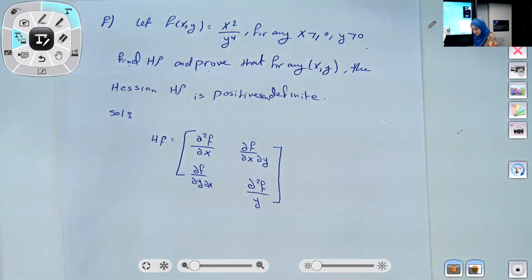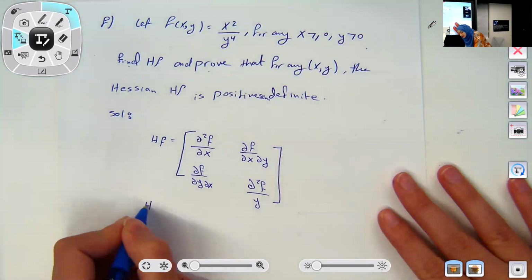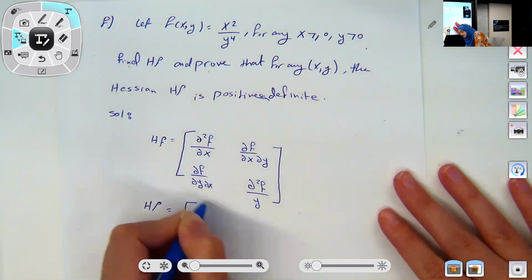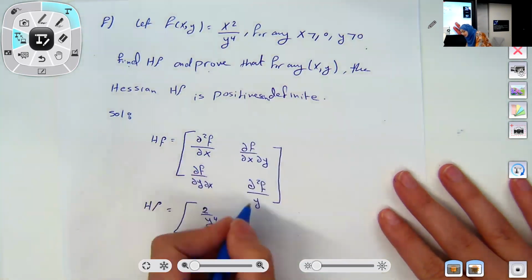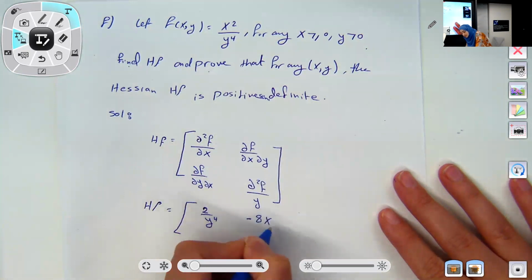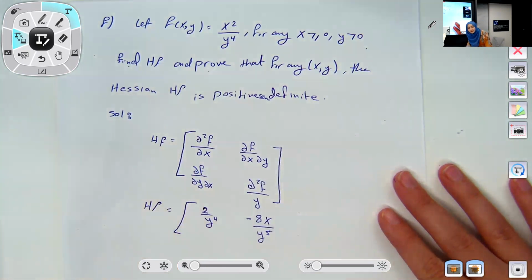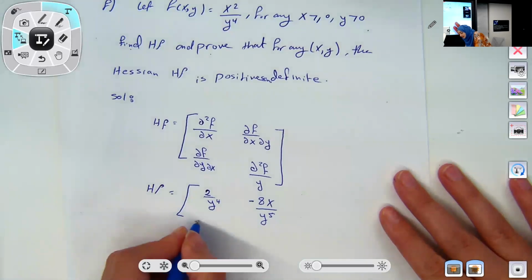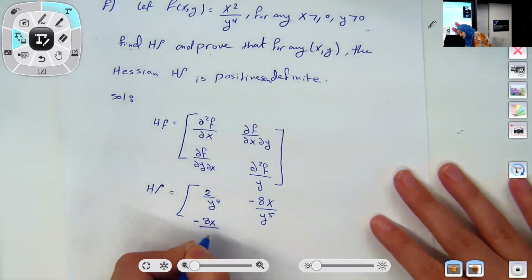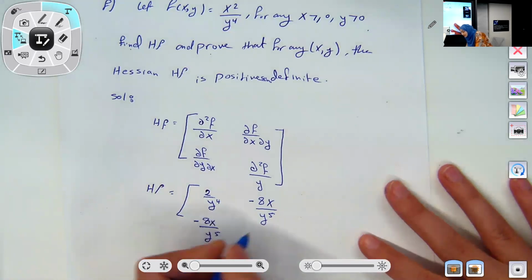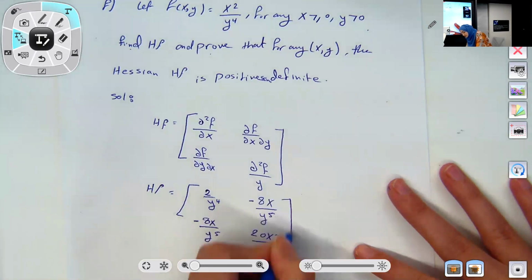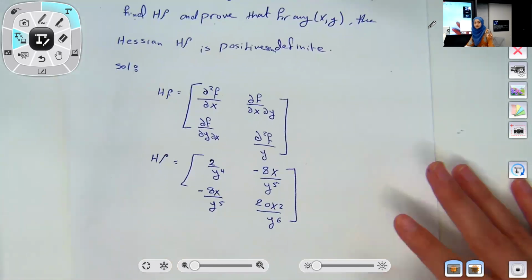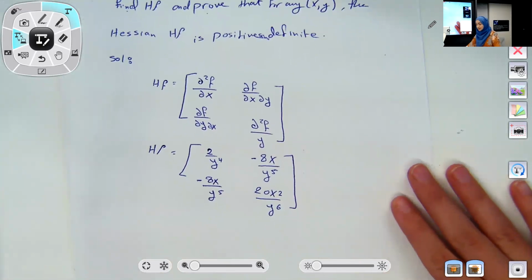If you try to find the derivatives, you will get that the Hessian matrix equals: the first item is 2 over y to power 4. The second item, you will get minus 8x divided by y to power 5, and you will get here minus 8x divided by y to power 5. And the last thing is 20x squared divided by y to power 6. This is the first part. We needed to find the Hessian matrix, and we found it.